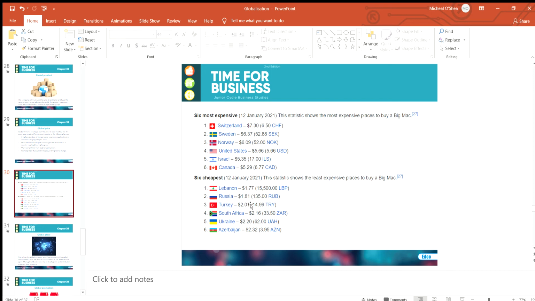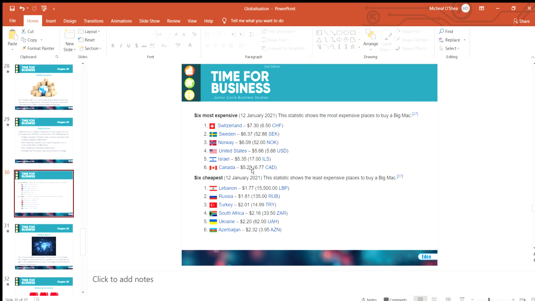So what we're looking at basically is these are the prices, and although McDonald's and whatever products they sell, they try to keep it at a consistent price, there is a big difference. There's a big difference between the more expensive countries here and the cheaper countries.